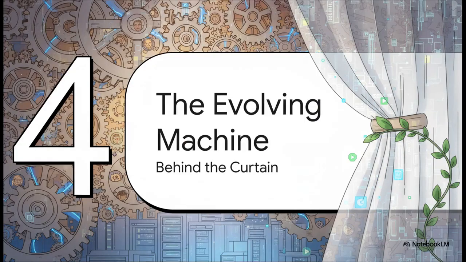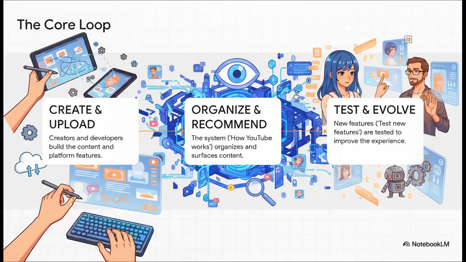All right, so we've got the people, the business model, and the rules. But how does it all actually work? This last part of our blueprint takes us behind the curtain to look at the living, breathing system that keeps this thing running 24/7. This is the engine room, and it runs on a constant loop. It goes like this. Step 1. People create and upload stuff. New videos, new features, you name it.